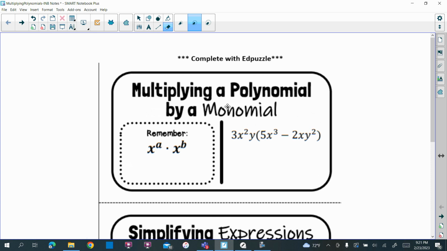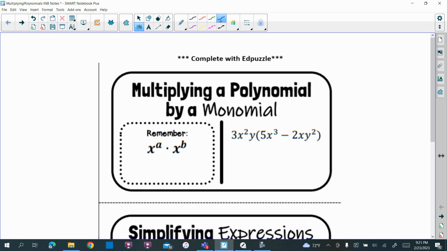So we're going to now multiply polynomials by a monomial. Monomial is one term, remember? It could be a number, it could be just a variable, or it could be a product of a number and a variable. And in order to do that, you have to remember your product rule.